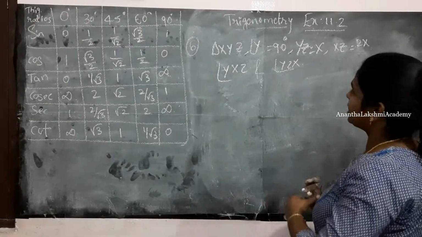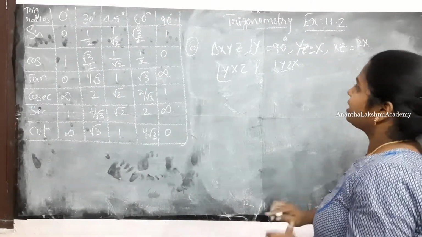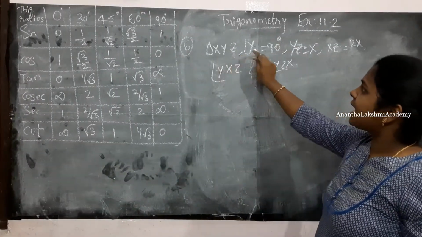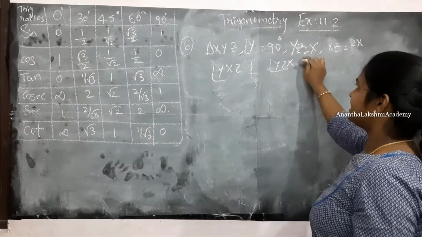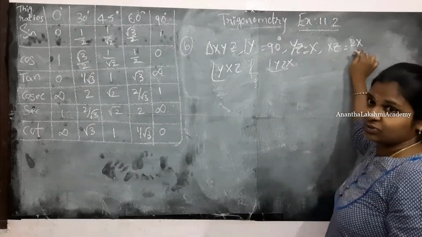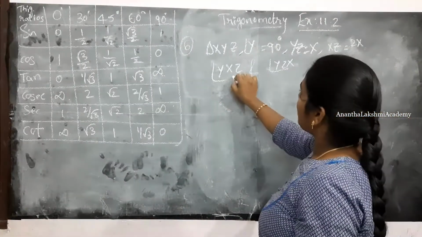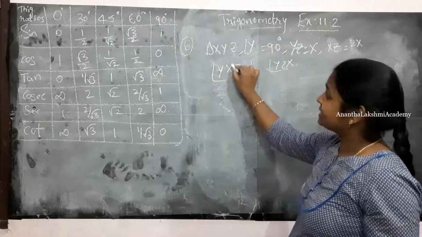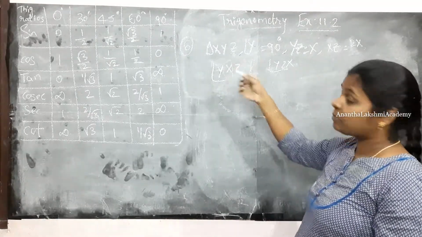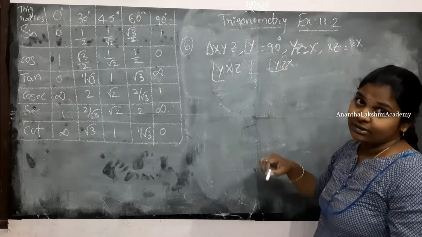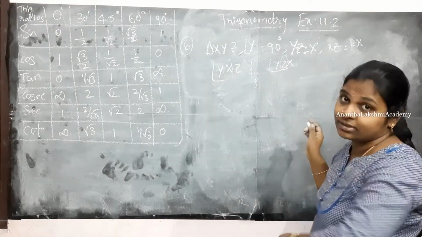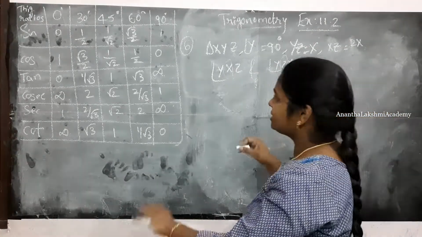So we are trying to solve problem number 6. It is given that in a triangle XYZ, angle Y is equal to 90 degrees, YZ is equal to X, XZ is equal to 2X. They are asking us to find angles this time. In the previous problem we solved for sides, and this time we are solving for angles. This is a different problem.